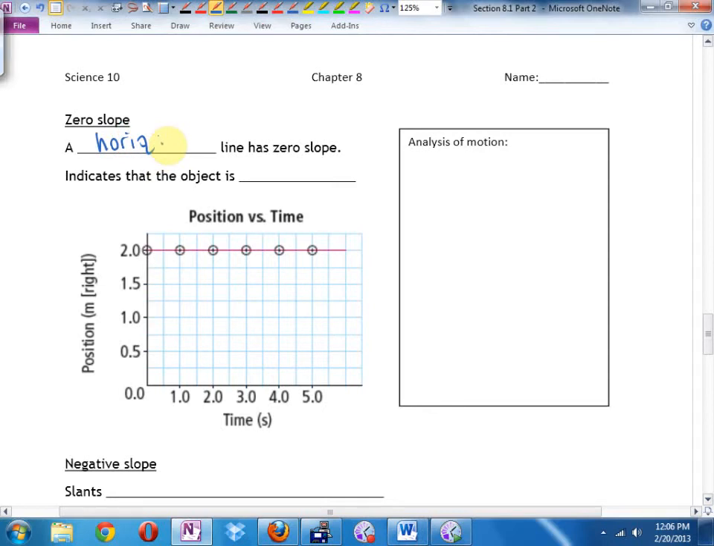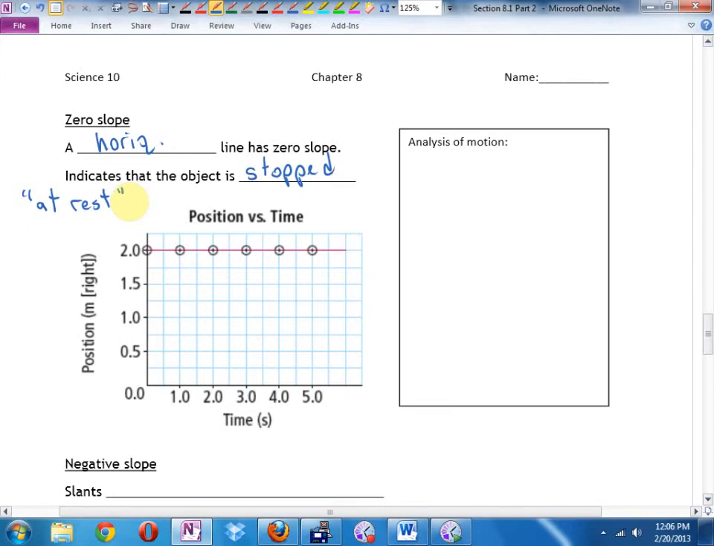This indicates that the object is what? Stopped. And for those of you that take physics next year, I'll include the fancy word that we always used in Physics 11. We say it's at rest. Object is at rest. That's what stopped means.